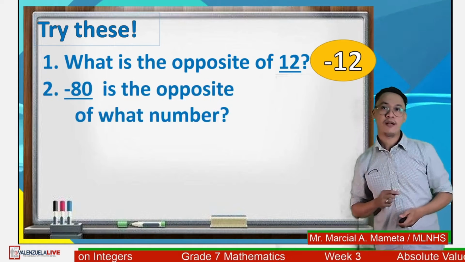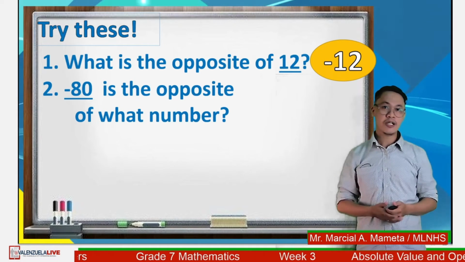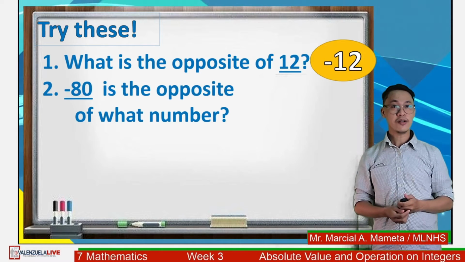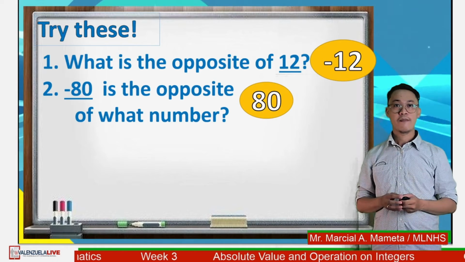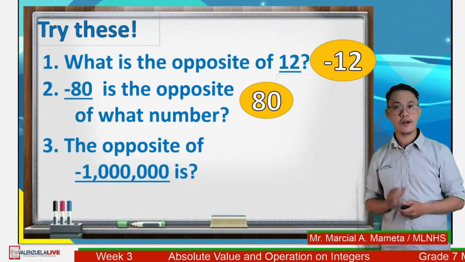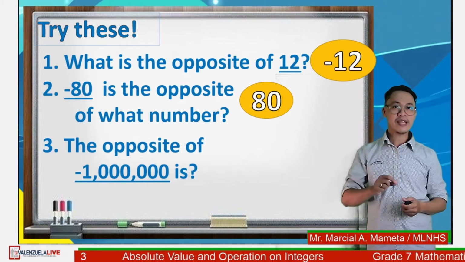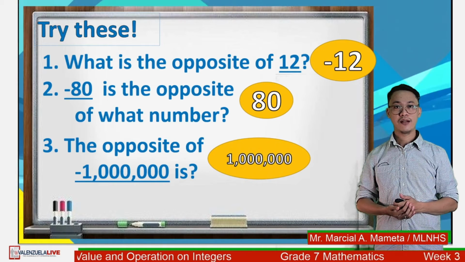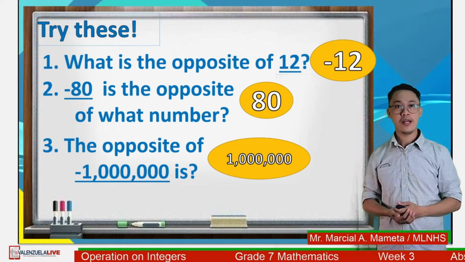How about this one? Negative 80 is the opposite of what number? The answer, positive 80. How about this one? The opposite of negative 1 million is positive 1 million.